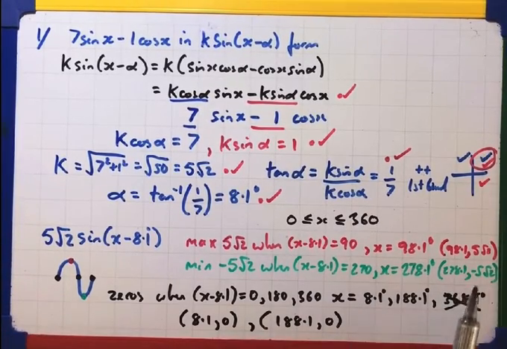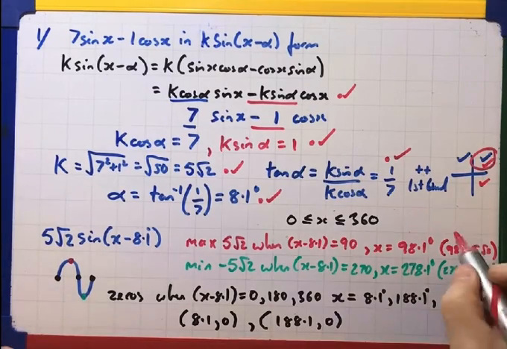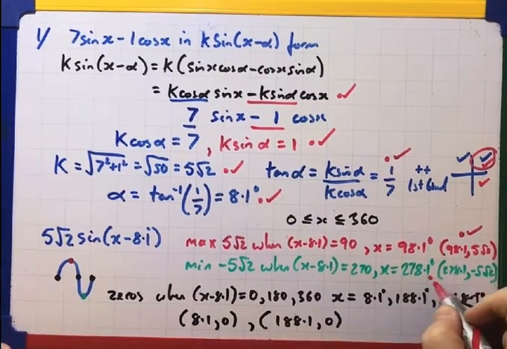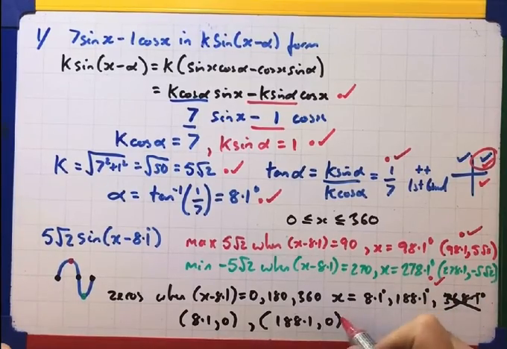So that's our maximum, minimum, zeros. Now, where did I give you marks for this? I think I gave you 1 for that, 1 for that, and 1 for finding the zeros.